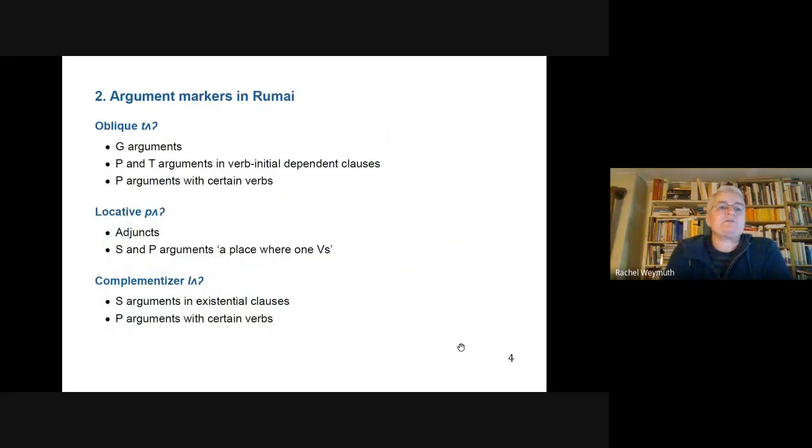So the argument markers in Rumai are the oblique marker ta. It marks G arguments generally in all clauses, then P and T arguments in verb-initial dependent clauses, and P arguments with certain verbs. Then the locative pa marks adjuncts, and S and P arguments in the construction "a place where one reads". And the complementizer la is used for S arguments in existential clauses and P arguments with certain verbs.